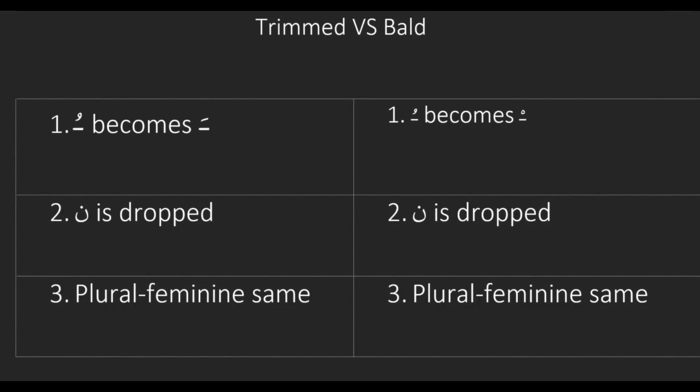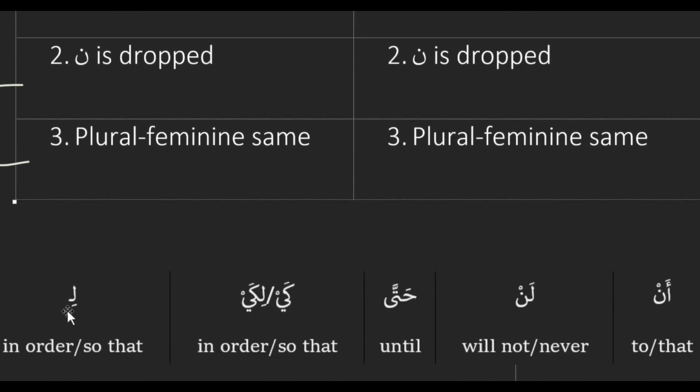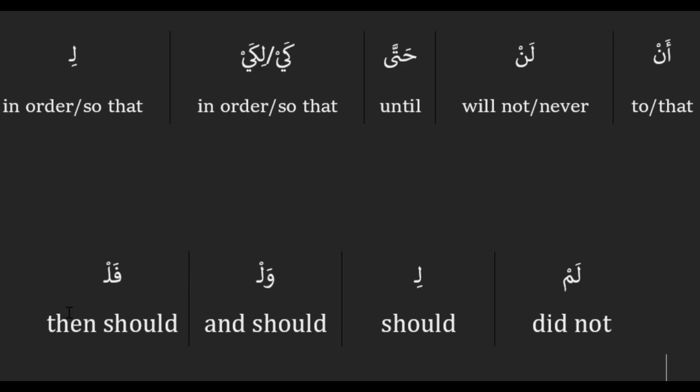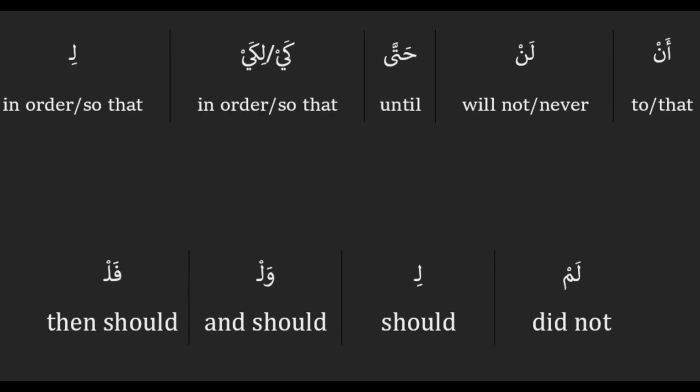In the last lesson, we talked about trimmed actions, which we saw were pretty similar to bald actions. Instead of the u becoming a sukun, the u becomes a fatha, and the other two rules are the same. Then our one scenario of trimmed actions was trimming words, and we saw that those were similar to shaving words.